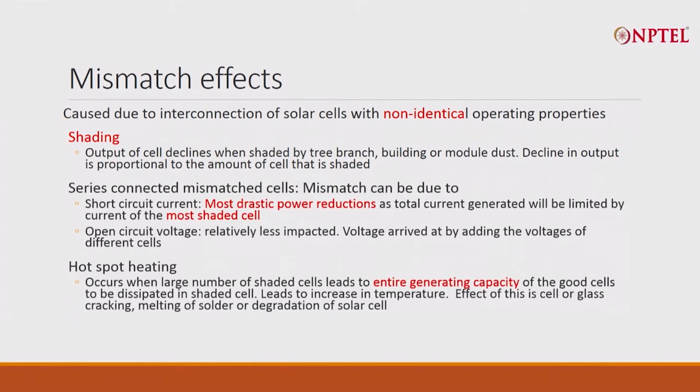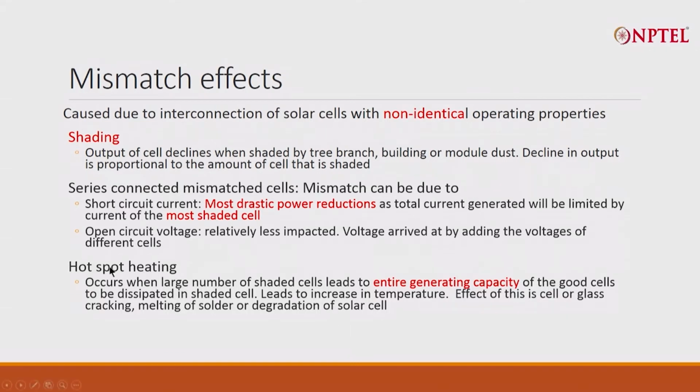Now, when they are series connected, mismatch can be due to short circuit current, which causes the most drastic power reduction, because total current generated will be limited by the most shaded cell, the worst cell you have to take into account. Open circuit voltage is a relatively lesser problem, because in series connection, only that much voltage will go down.